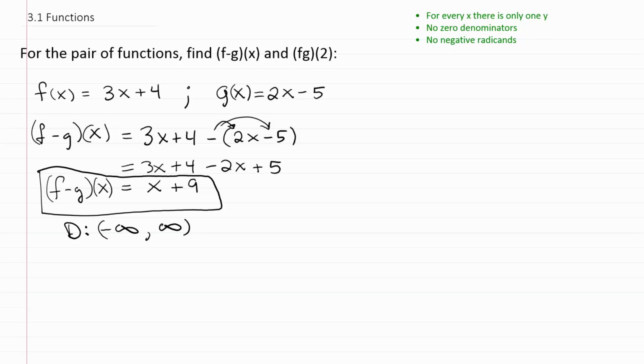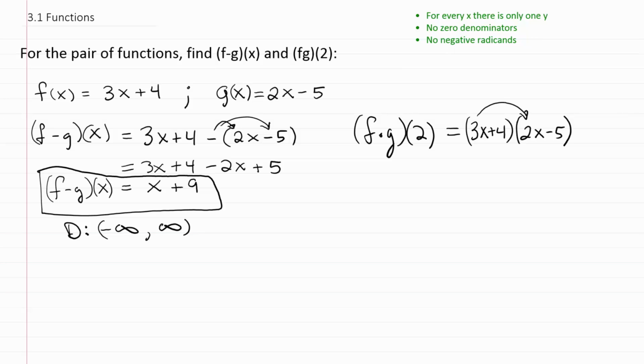The second thing they asked us to do was basically f times g evaluated at 2. There are two approaches that work here. I'm going to do both of them just to demonstrate how it can be done. So the first would be to do basically what we did just a minute ago, just to multiply the functions. So we'd have 3x plus 4, which is f, times g, which is 2x minus 5. And then we would just literally perform the FOILing here.